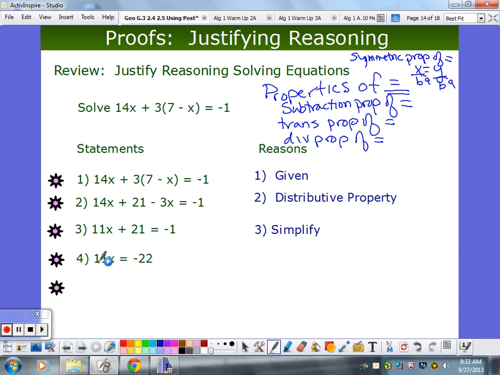Okay, how did I get from step 3 to step 4? What changed? Think about it. What did I do? Why? I subtracted 21 from both sides, and that's why I got this one. I did use the subtraction property of equality. And now I have my final statement here, which is our goal.